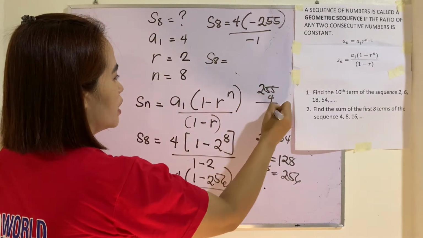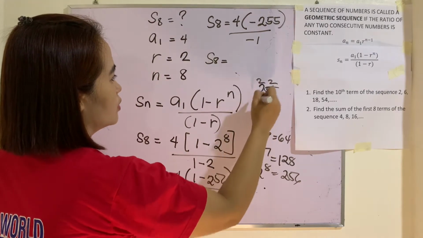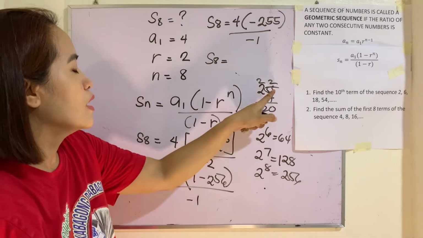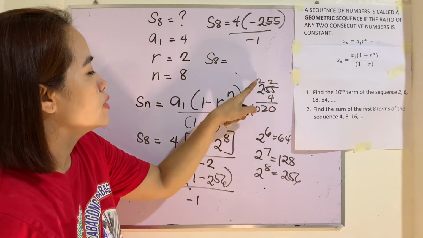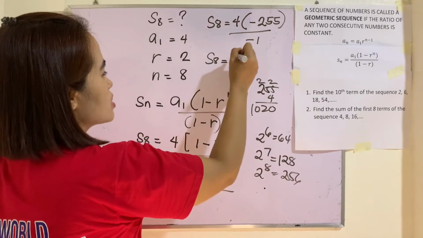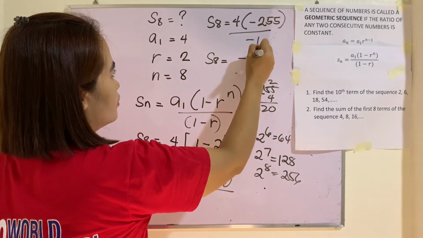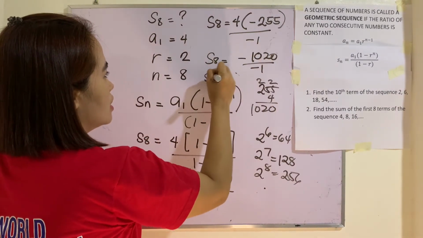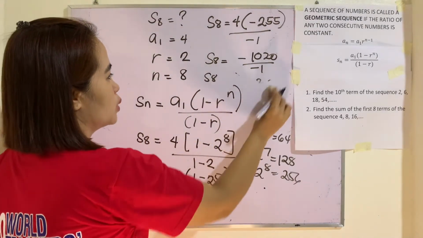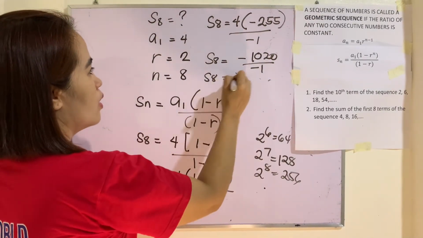times 4. We have 20 carry 2, 22 carry 2, 1020. Am I right? This is 5 times 4, 20, carry 2, 22, carry 2, 8, 10. So 1020. This is equal to negative 1020 over negative 1. So the sum of the first 8 terms therefore is 1020.